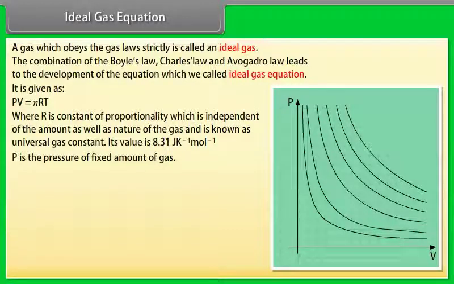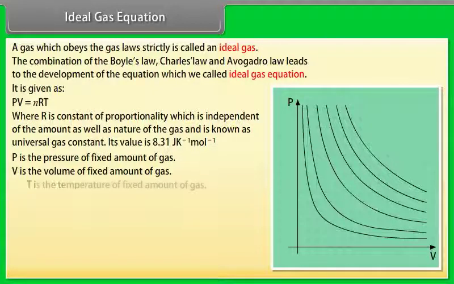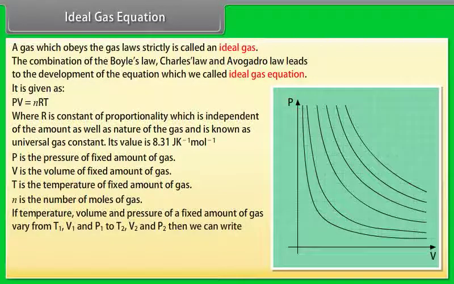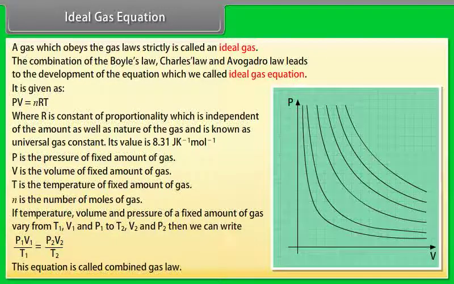P is the pressure of fixed amount of gas. V is the volume of fixed amount of gas. T is the temperature of fixed amount of gas. n is the number of moles of gas. If temperature, volume and pressure of a fixed amount of a gas vary from T1, V1 and P1 to T2, V2 and P2, then we can write P1 V1 by T1 is equal to P2 V2 by T2. This equation is called combined gas law.